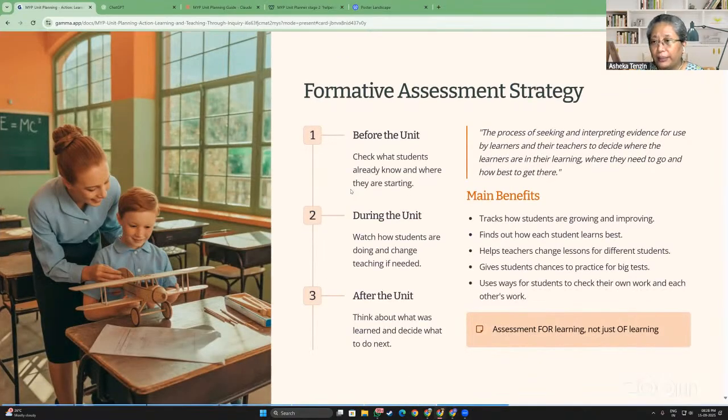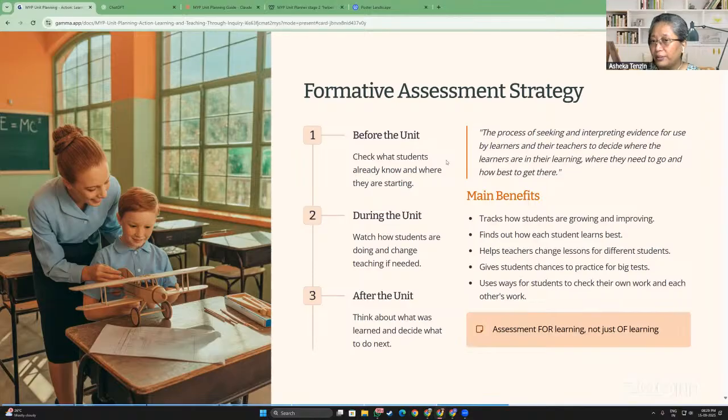So next part is the formative assessment. So before the unit, you need to, like you said, prior knowledge. What do the students already know? Then during the unit, you see what the students are doing and change if anything is needed. If the students have not understood a particular content, then use another strategy to make them understand. And after the unit, you can think about what was learned and then decide what to do next. So these all three things you can do through the different formative assessment strategies.